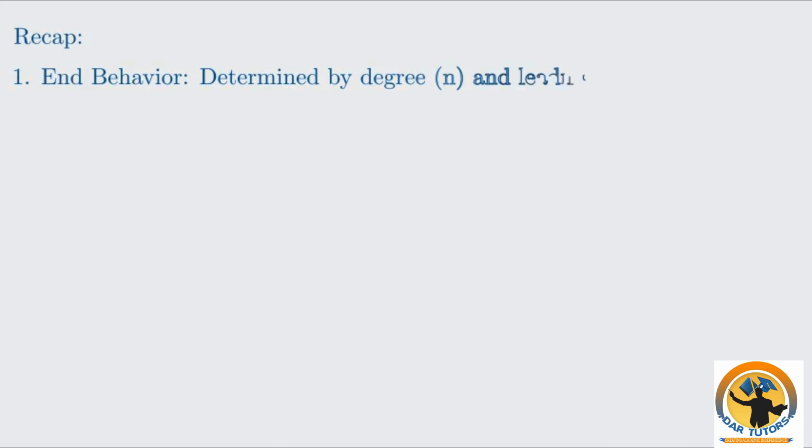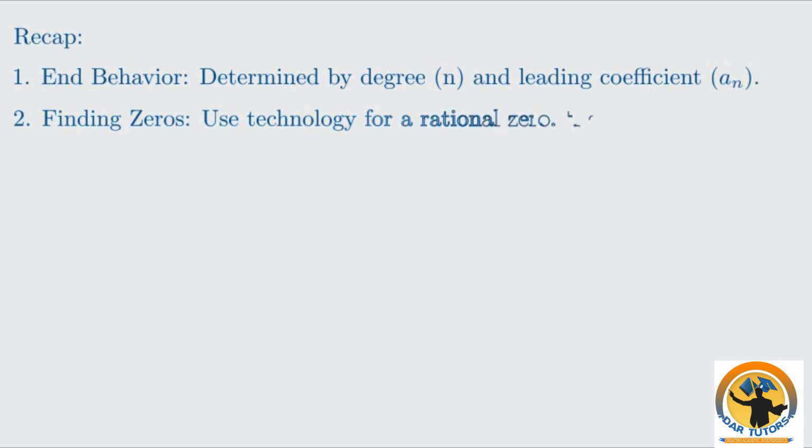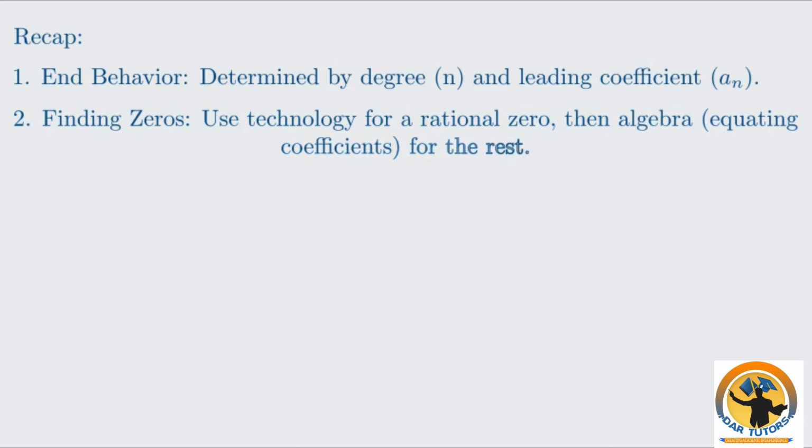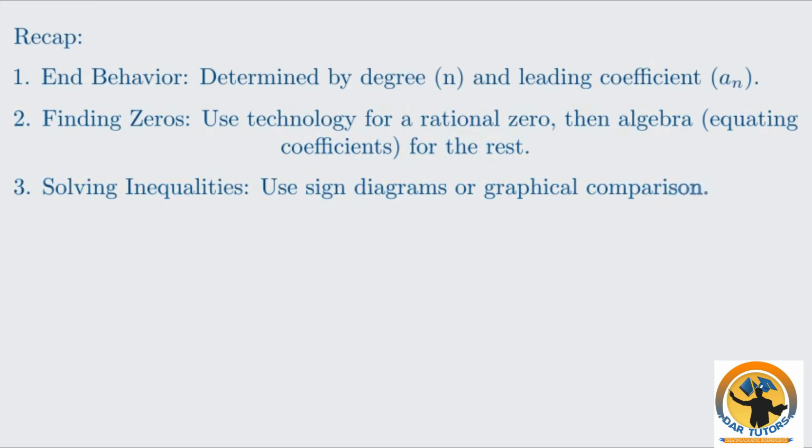Let's conclude with a quick review of the key concepts we've covered. We started by analyzing the end behavior of polynomials, which is determined by the degree and leading coefficient. We then learned how to find exact zeros of cubic and quartic polynomials by combining technology and algebraic methods like equating coefficients. Finally, we explored how to solve polynomial inequalities using sign diagrams or by comparing graphs. These skills are fundamental for understanding and working with polynomials at the HL level. Now let's move on to some practice questions.